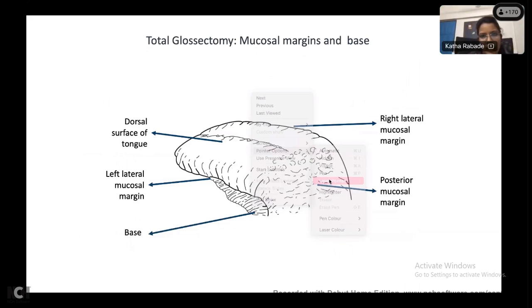These are some more examples of total glossectomy specimen. This is the tongue. There will be a lateral margin on either side, right lateral and left lateral mucosal margin. There will be an anteroinferior margin which is present at the floor of the mouth, and a posterior mucosal margin. The base will be formed by the lower soft tissue.